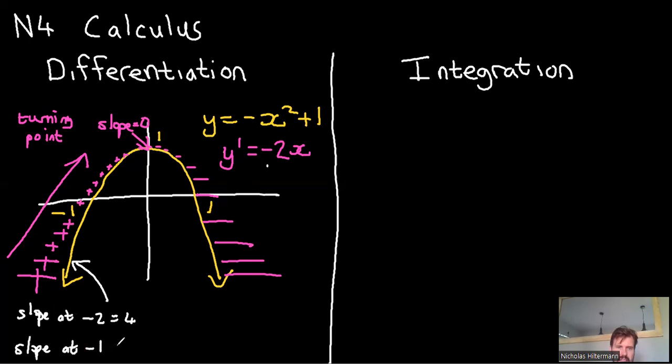Like, because if we put minus 1, so slope at minus 1, I'm going to actually put the calculation in here. We put minus 2 times minus 1 and we get 2. And so at minus 2, it's going to be very steep, and at minus 1, it's still going to be steep.